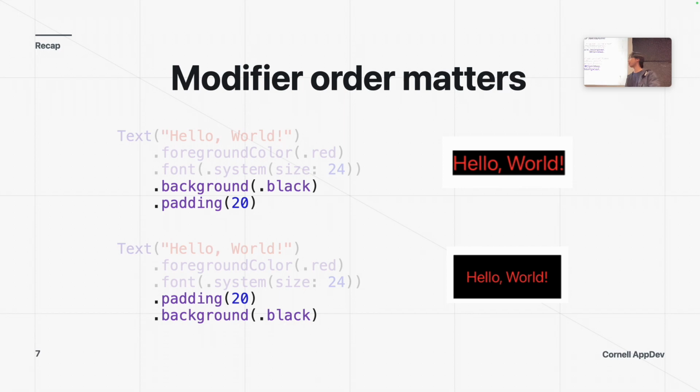We also discussed how the order in which you add modifiers matters. Whenever you're adding a modifier, you're essentially creating a brand new struct. So whenever I add a background before a padding, I don't have that inner padding, because the background gets created first and then the padding gets created. Whereas if I were to swap it, I would then get the padding with the background inside of it.